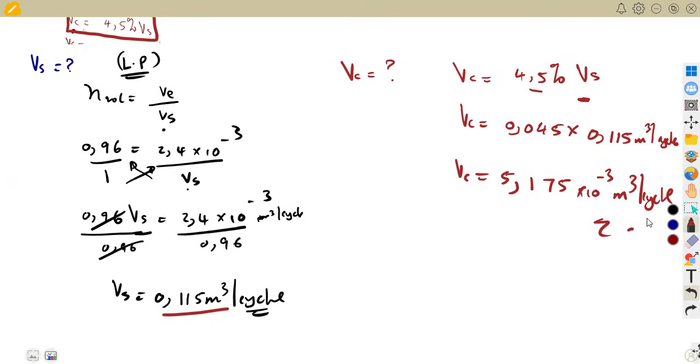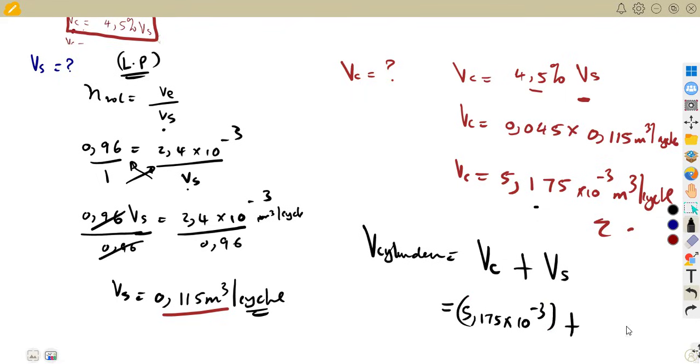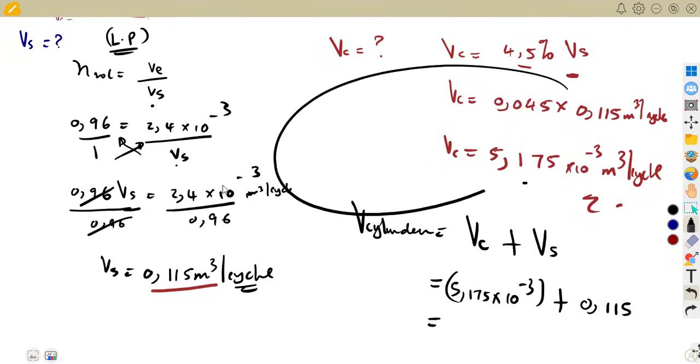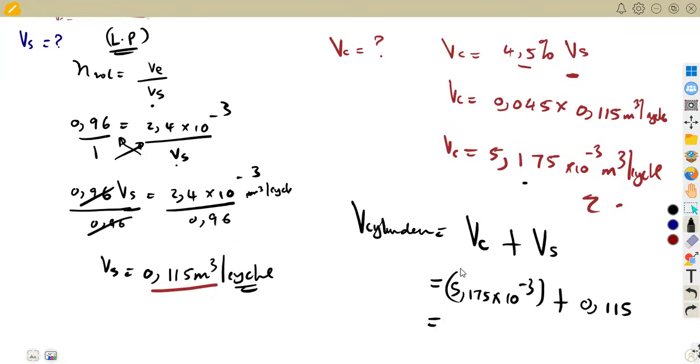All right. Then the last question was to calculate the cylinder volume. If you still remember all our information, it was the cylinder volume. So the cylinder volume is the sum of the clearance volume and the swept volume. The clearance volume we calculated in cubic meters per cycle, 5.175 times 10 to the exponent of -3, plus the swept volume in cubic meters per cycle, 0.115 cubic meters per cycle. So this was going to give us the volume of the cylinder at the low pressure from the low pressure values that we are given here. All right, so that's the formula. So this was going to give you 0.120175, which is 0.120 to 3 decimal places, cubic meters per cycle. So that is it there.